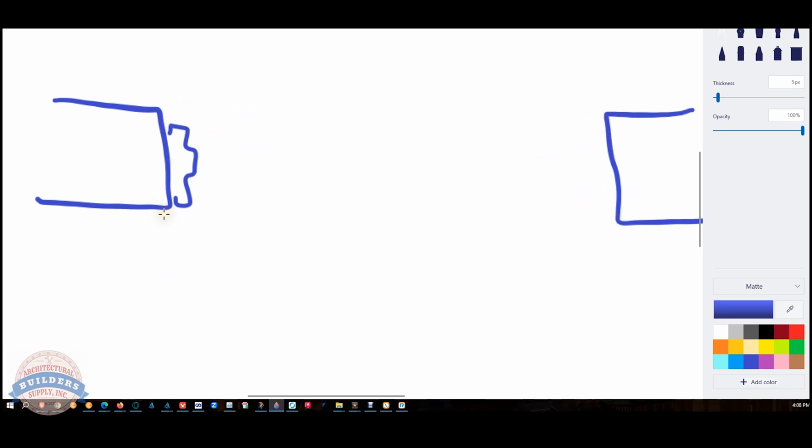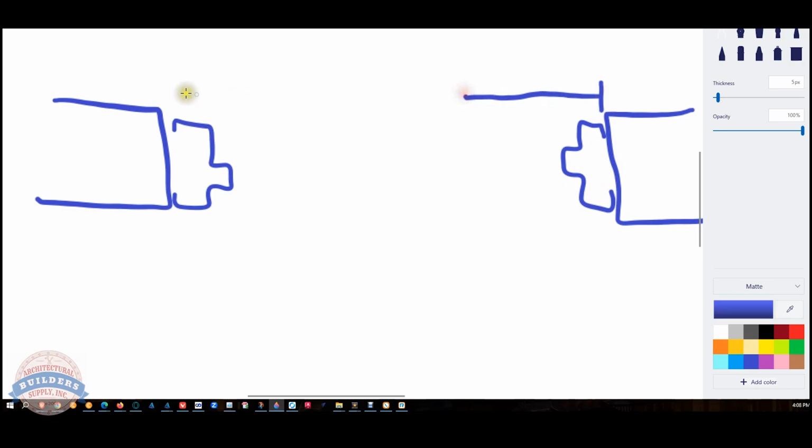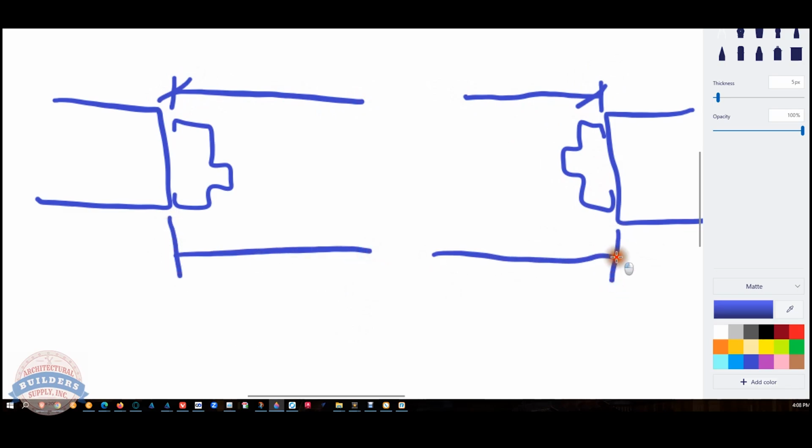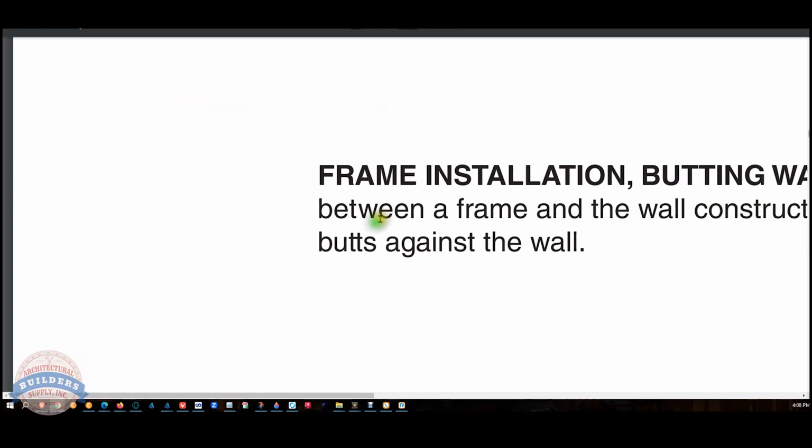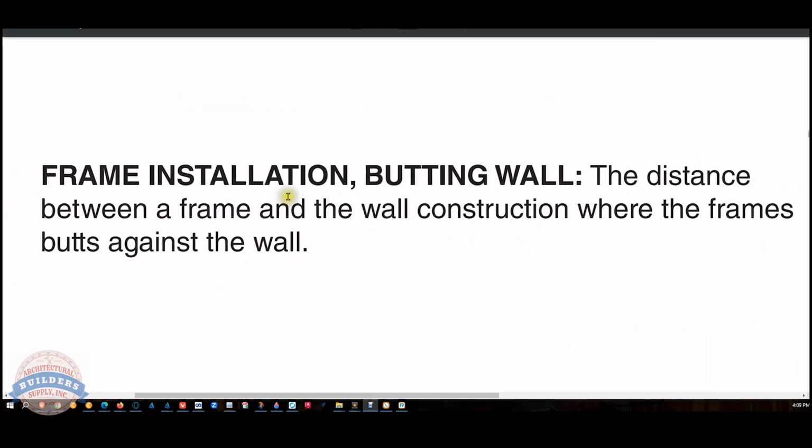Now, this definition is important because of the frame, and the term is OD, or outside dimension. The outside dimension of the frame is important. That's in relationship to the inside dimension of the rough opening. And the difference between A and B is the frame installation butting wall: the dimension between the OD of the frame and the rough opening, divided by 2, basically.